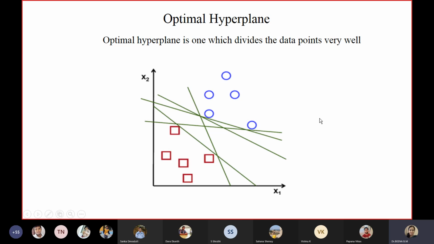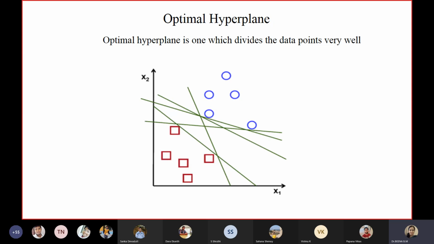Yes, here also you can draw as many hyperplanes as possible. You can draw n number of hyperplanes between the data points. It means the data is linearly separable. And how to choose an optimal hyperplane?